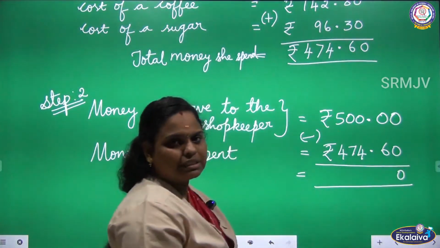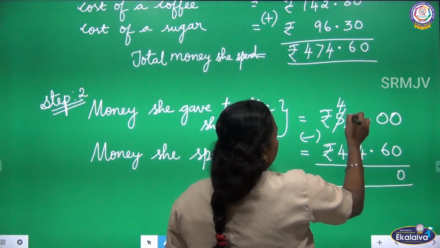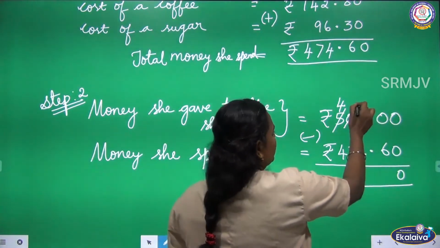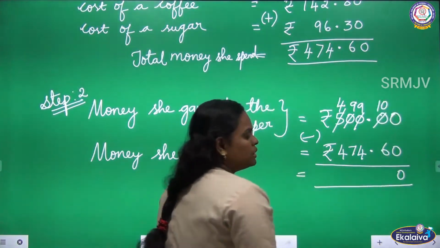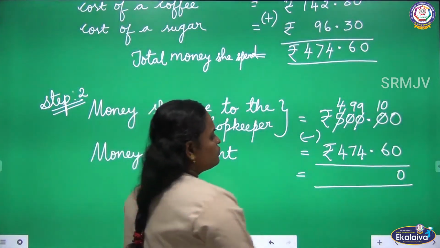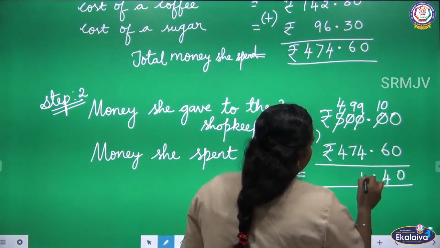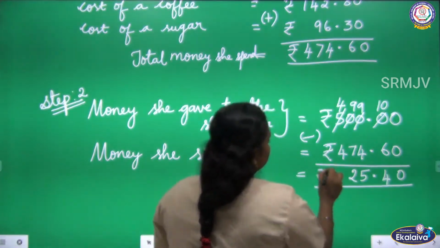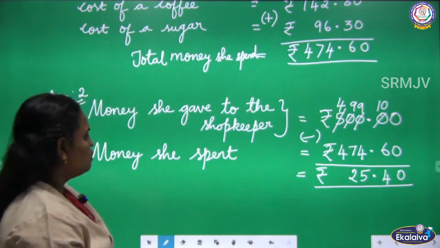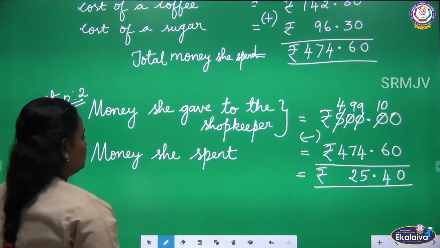Then 0 minus 6 is, we are going to borrow. So here 5 becomes 4. It becomes 10. Again if you are borrowing, it becomes 9. 9. Then 10. So what is 10 minus 6? 4. Then put the dot. Then 9 minus 4 is 5. 9 minus 7 is 2. Then 4 minus 4 is 0. So what is the answer? How much will the shopkeeper return?